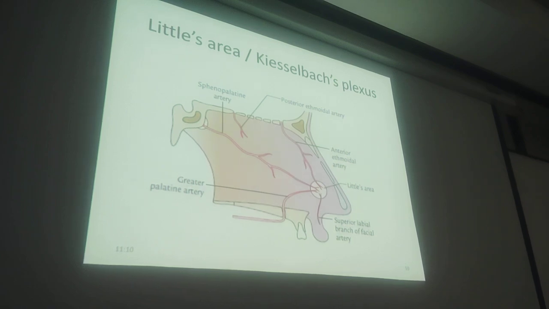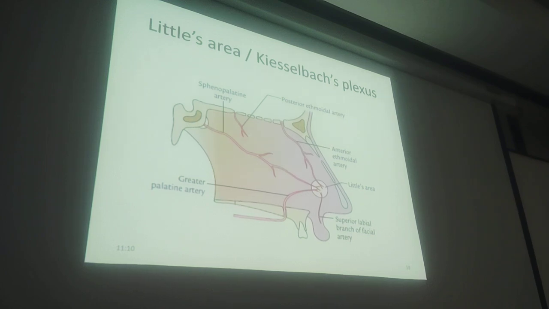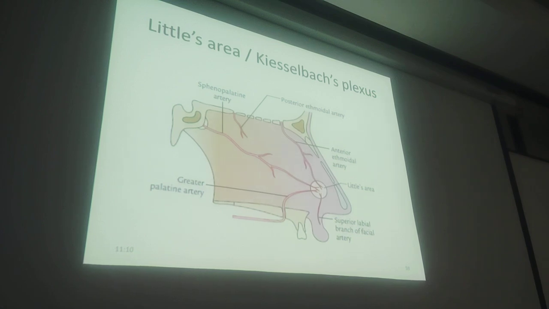Then there is the sphenopalatine artery, which is coming from the pterygopalatine fossa, a branch of maxillary, which is a branch of external carotid. The greater palatine artery, a branch of maxillary, which is a branch of external carotid, and the septal branch of the facial artery, which is a branch of external carotid. And the ethmoidals are branches of ophthalmic, which is a branch of internal carotid. So these four arteries meet in an area called Little's area.